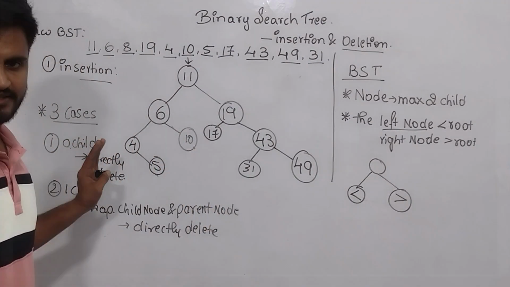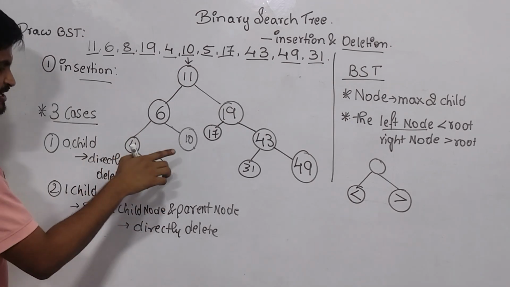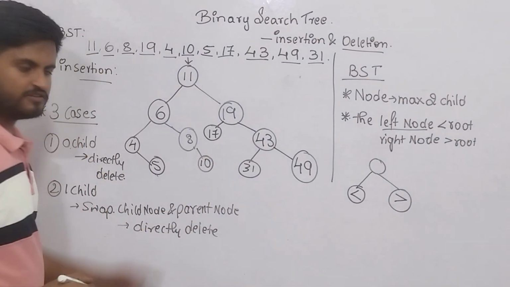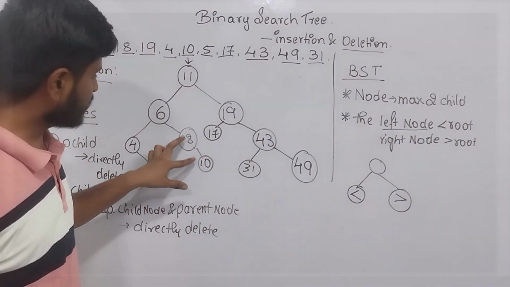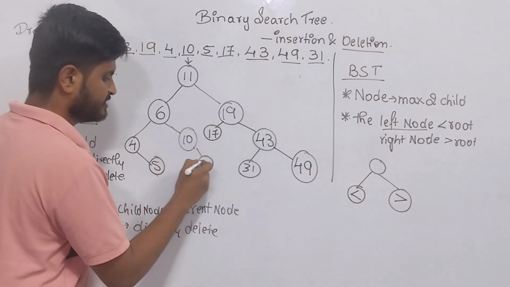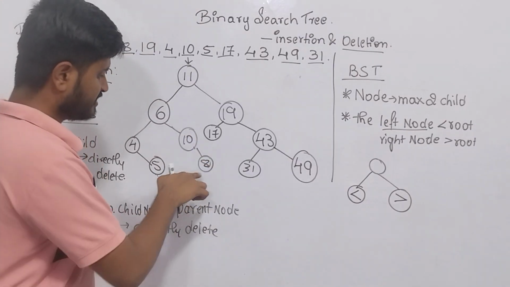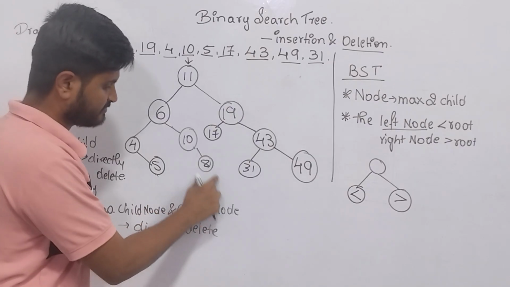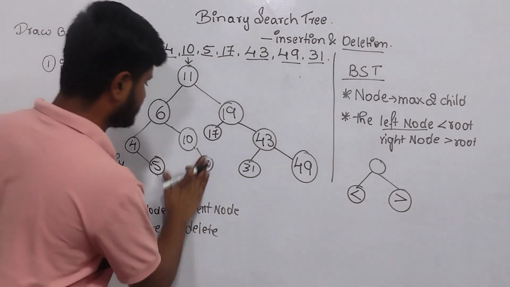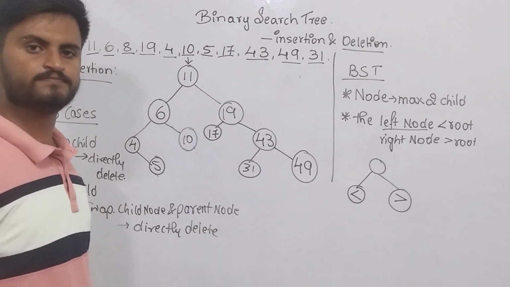Now I deleted 8. What I did? The 8 value was here and the 10 value was here. Since it was having only 1 child, I swapped the child value and the parent value. 10 came here, 8 came here. Since 8 came here, it was having 0 child. It means the first condition, so I can delete 8 directly.